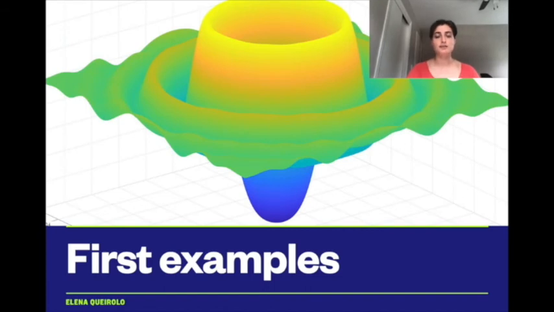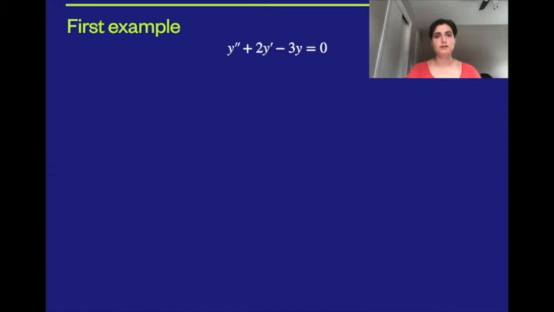Let's look at some examples of this happening. Let's take this second order ODE in y. It's linear, it's homogeneous. We can apply what we have just learned. So we're going to construct the characteristic polynomial. You see that the structure is exactly the same.